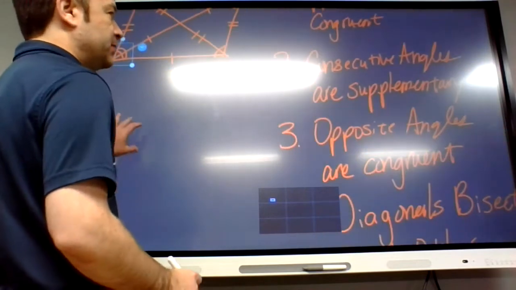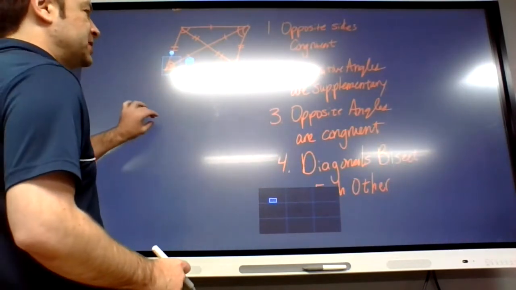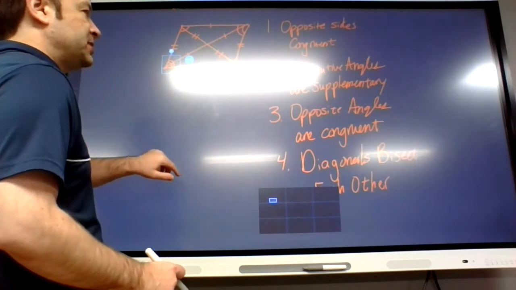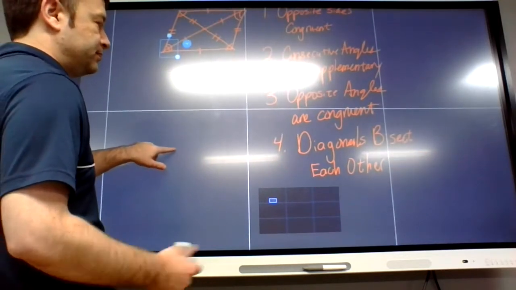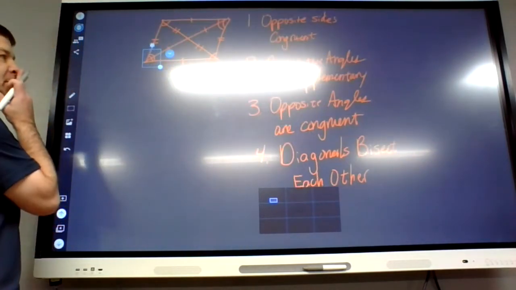So those are all properties of parallelograms. Maybe I should have said opposite sides are parallel too. I'll skip that part.